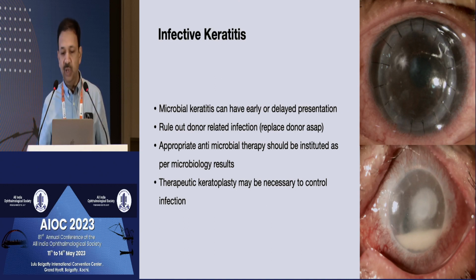And if you've done a lamellar graft and you see an infiltrate in the interface, sometimes topical therapy may not be able to access that interface very well. I feel that early removal of the donor lenticule, then treating the infection and repeating the surgery at a later date seems to be a better option. If it is very fulminant, then you can even do an early therapeutic keratoplasty rather than waiting for the infection to spread.